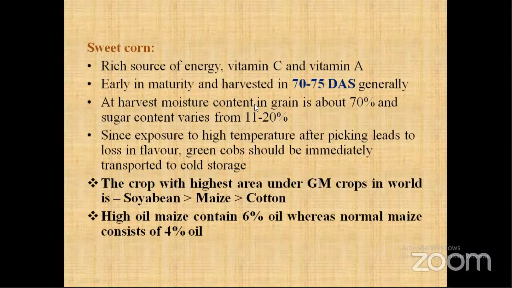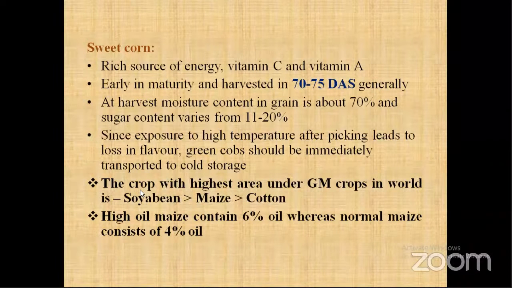At the harvesting stage, the moisture content in the grain should be around 70%, and the sugar content varies from 11 to 20%. After harvesting, that means after picking, the green sweet corn should not be exposed to high temperature. If exposed to high temperature, it leads to loss in flavor and the taste will be reduced. So after harvesting, it should be immediately transferred to cold storage.